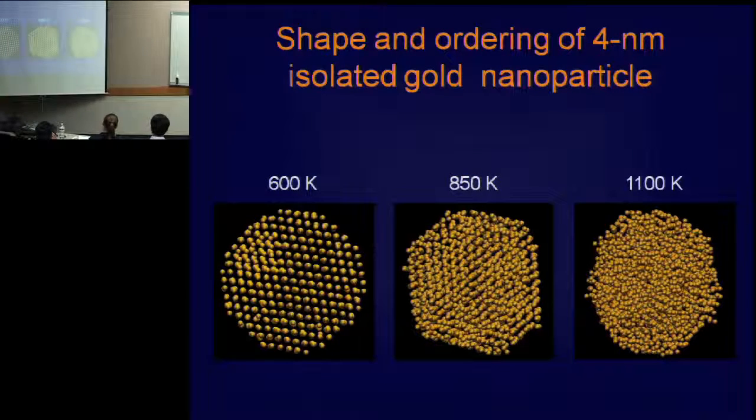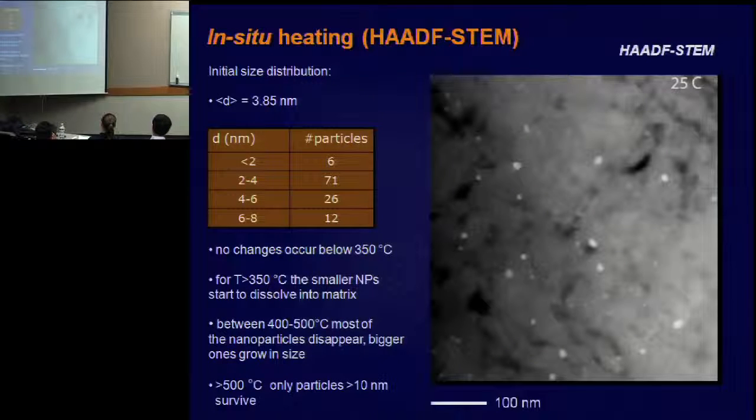This is the static image that shows it a bit better. You have a certain faceting at 600 Kelvin that becomes different at 800 Kelvin. There is still a little bit of ordering in the core, which is hard to see in this representation, and at 1100 Kelvin it becomes completely disordered.